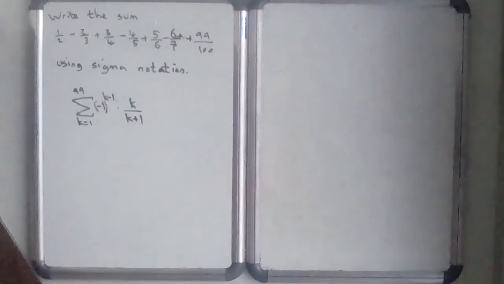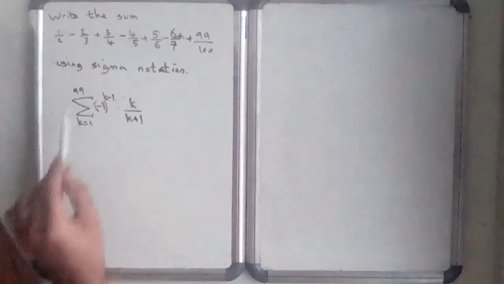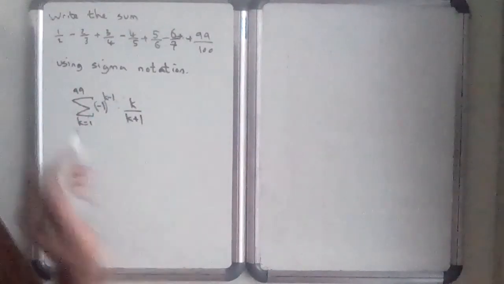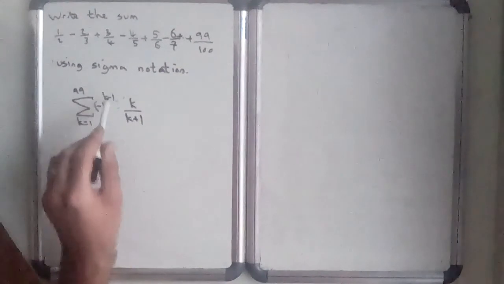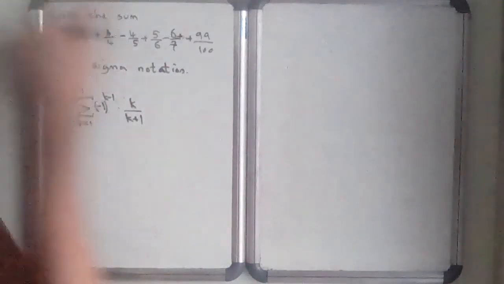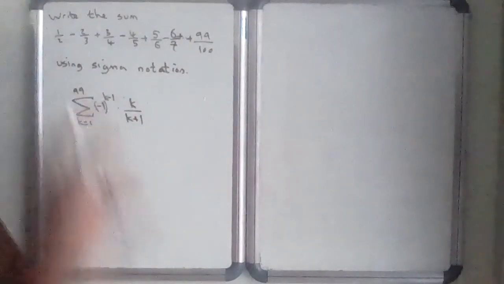So that is the final answer. It says the summation from k equals 1 to k equals 99 of minus 1 to the power of k minus 1 times k over k plus 1. So that is this exact series written down using sigma notation.